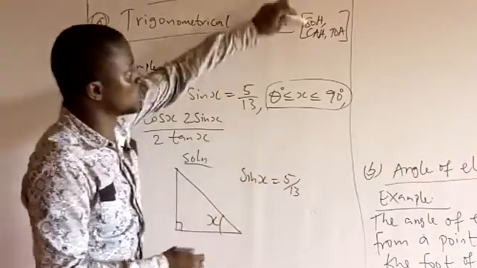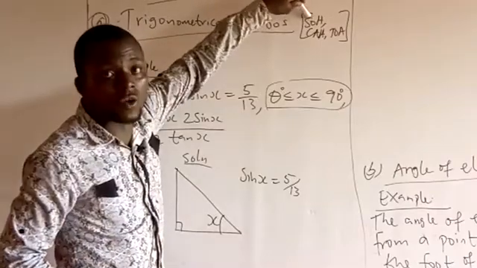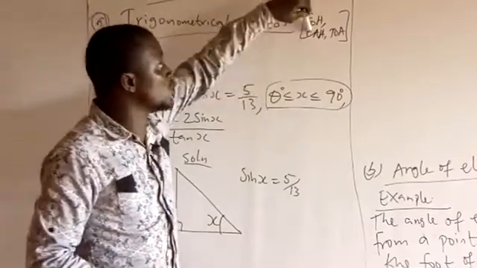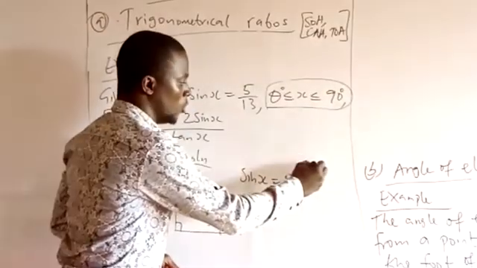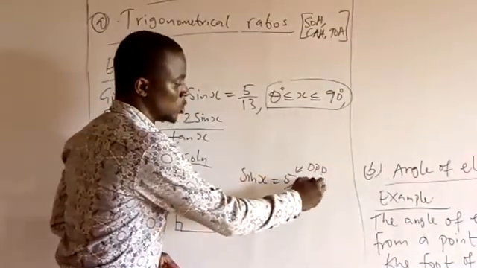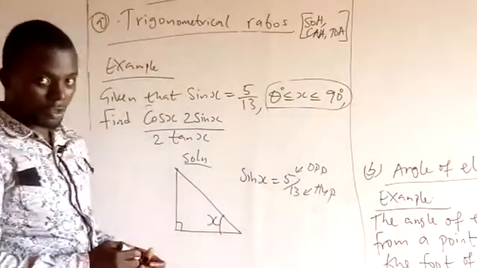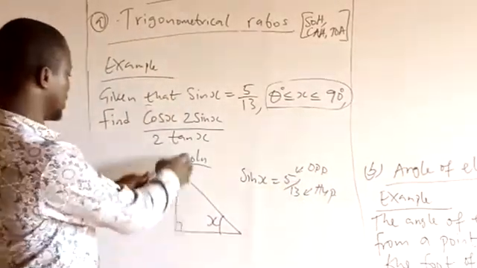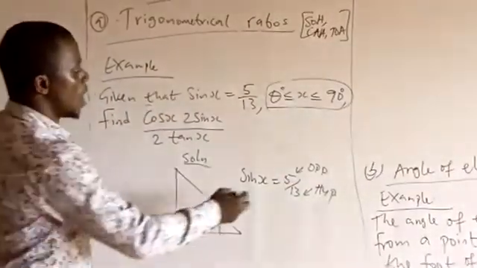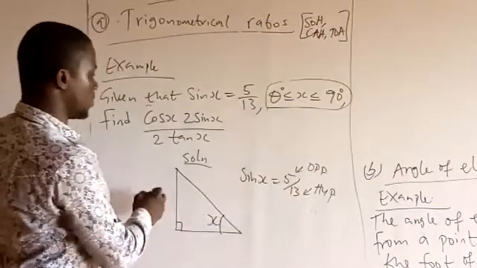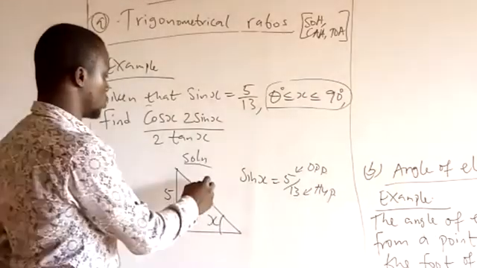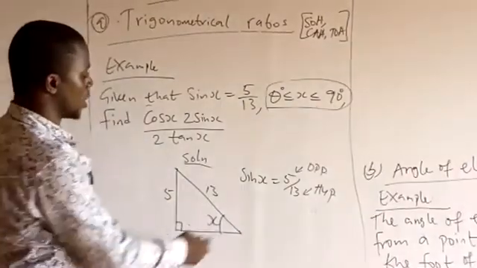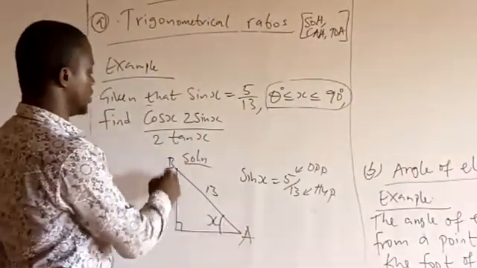Sine means opposite over hypotenuse. So the opposite here is 5, and 13 becomes the hypotenuse. Hope you are following me. So now visit this right angle triangle. Our opposite here is 5, so you put it here. Then the longer side, the hypotenuse, here is 13. If you like, you can call it triangle A, B, C.